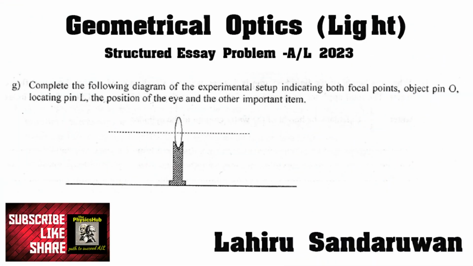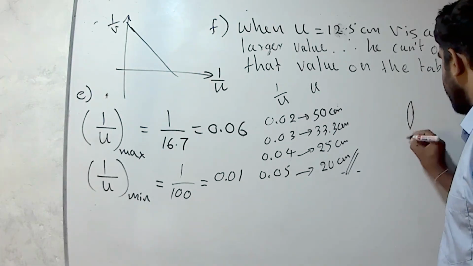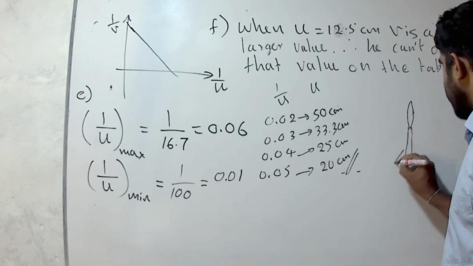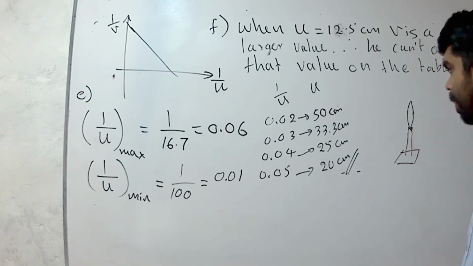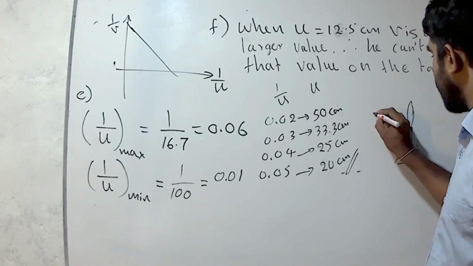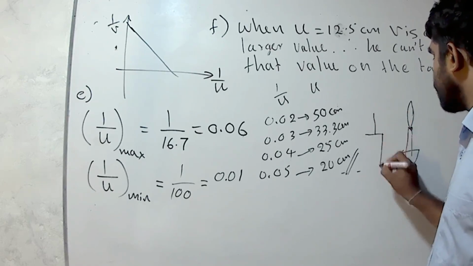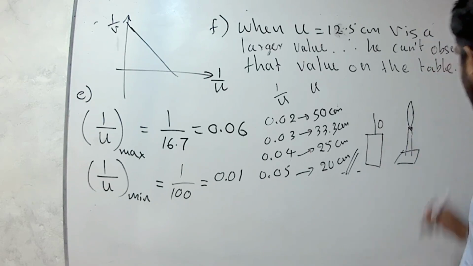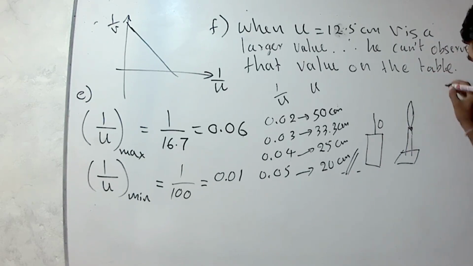In part G, complete the following diagram of the experimental setup, indicating both focal points, object pin, locating pin, the position of the eye and other important items. This is the lens. We have to place it on a lens stand. And we can place the object pin like this. It is the object. And we can observe the image on this side, inverted one, therefore it should be in this direction.